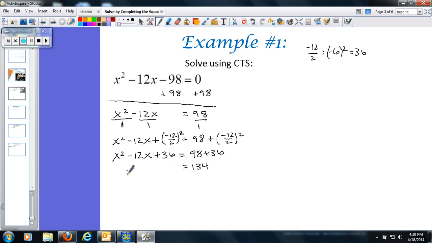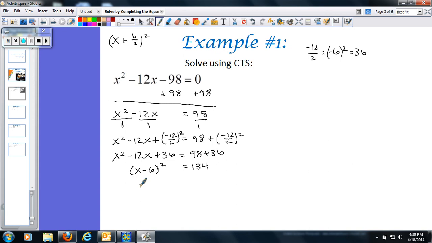Now, when I factor this, I want to write it as a perfect square. So it's going to be x. This sign here determines the sign that goes here. So if this is minus, then this is minus. Now what goes here, your factored form is going to be x plus b over 2, squared. So it's x minus, well, b over 2 was negative 6, so it's going to be x minus 6 squared. Okay? So I have x minus 6 squared equals 134.